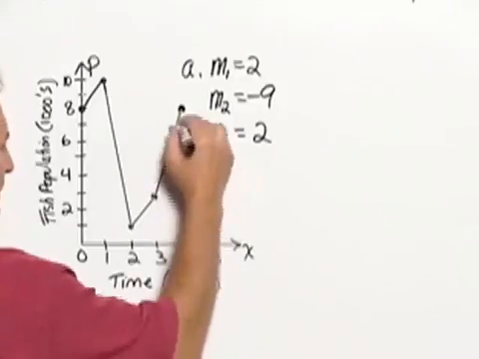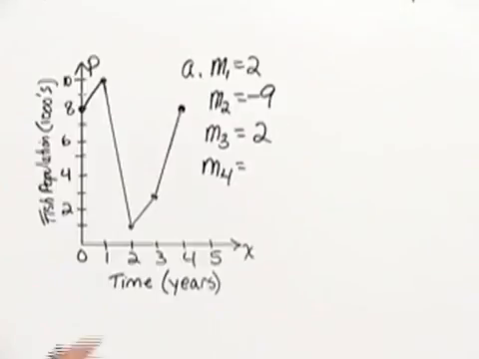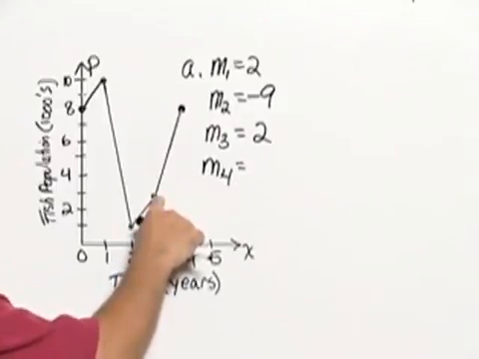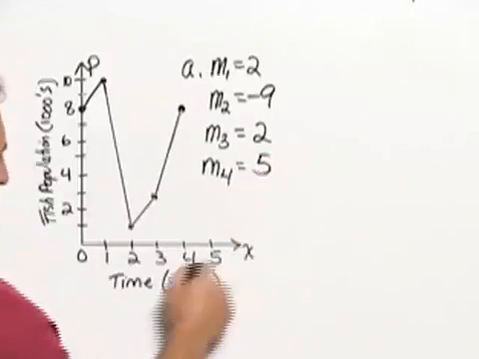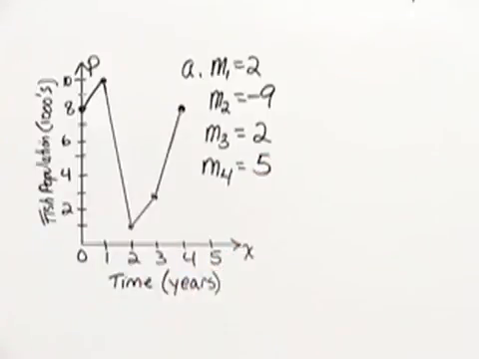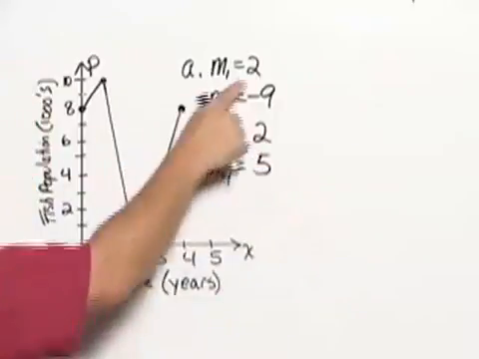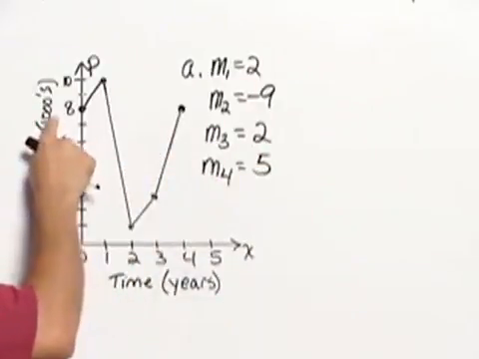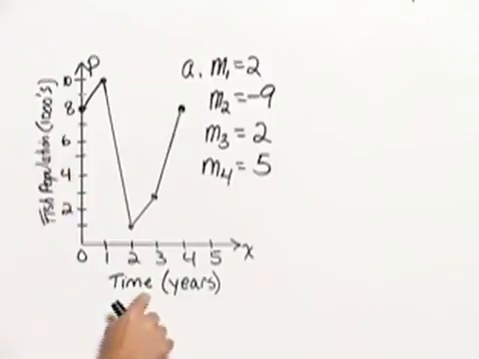And finally, this segment here we'll refer to as M4. The increase is from 3 up to 8, so it's an increase of 5 in that 1 year period. Now, part B was to interpret the meaning of those slopes. So for part B, I'm going to point out that this slope refers back to the population of fish, which is in thousands, compared to the time, which is in years.